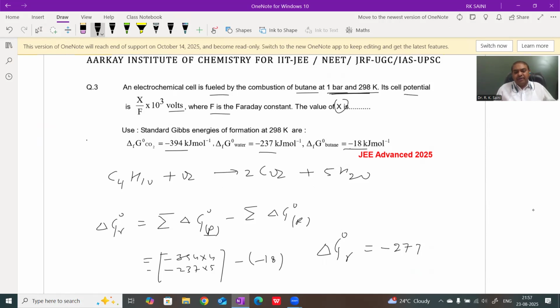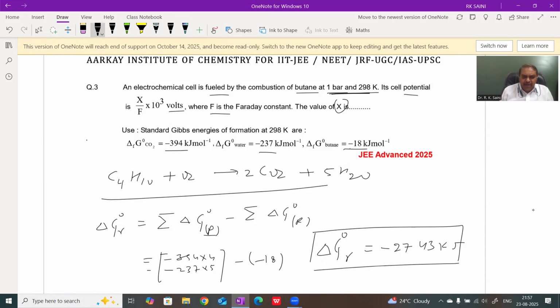now we find the free energy change as well as the number of electrons taking part in this reaction. Putting the value, minus 2743 kilojoule is the free energy change of this reaction. Then find the n factor of the reaction.